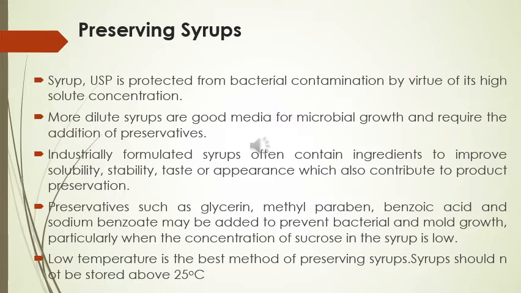Now, in case of dilute syrup, microbial growth is possible, so we need to add some preservatives. Now, these preservatives are glycerine, methyl paraben, benzoic acid, sodium benzoate, etc. So, depending upon the requirements, any of the preservatives can be added, or a combination of preservatives can be used. Now, apart from preservatives, there are also other excipients which are added in the syrup, which may contribute to the preservation. Generally, storing syrup at lower temperature is the best way to preserve it. It should not be stored above 25 degrees Celsius.